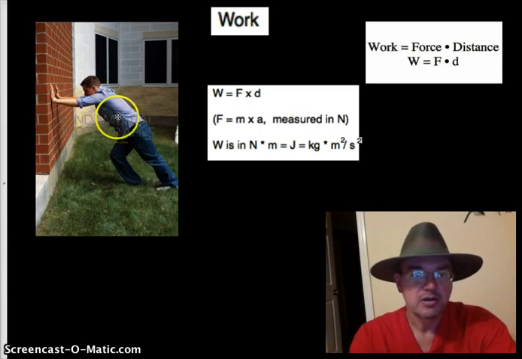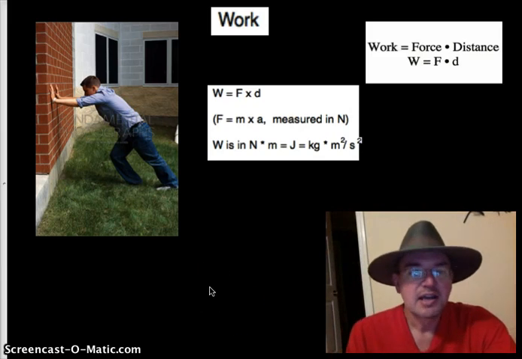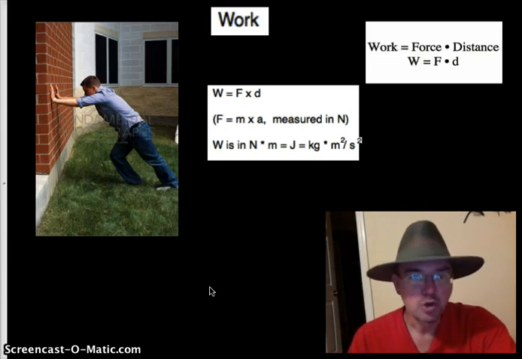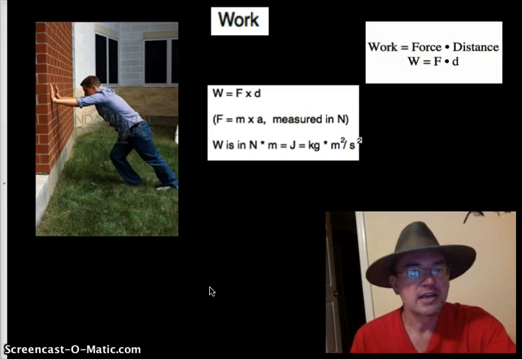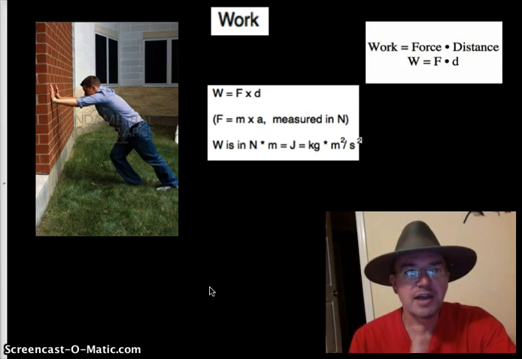If you look up here at this guy pushing against the wall, he can push and push and push till he's as sweaty as can be, and he still will not have moved the wall. So scientifically, no work was done with him trying to push the wall, because you have to have a change in motion of an object to actually have work done.